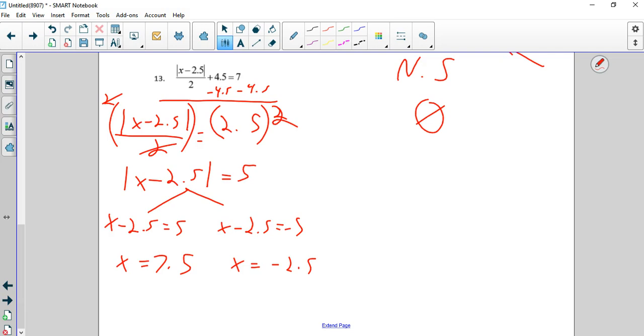Okay? Well, if I plug that in, I get negative 2.5 minus 2.5 is negative 5. The absolute value of negative 5 is 5. Divide that by 2 is 2.5, plus 4.5 is 7. 7.5 minus 2.5 is 5. Absolute value is 5. Divide by 2, plus 4.5. It checks out. We're good to go.